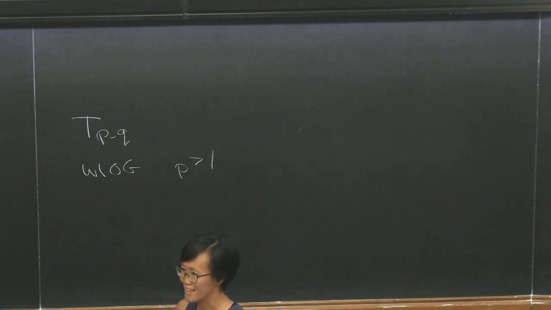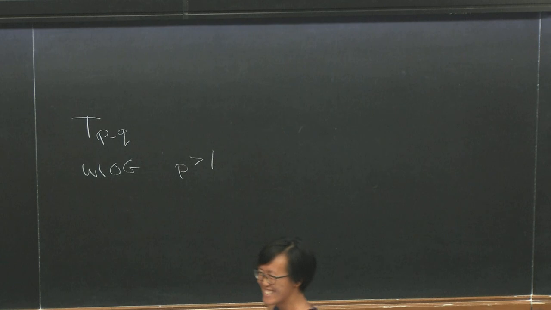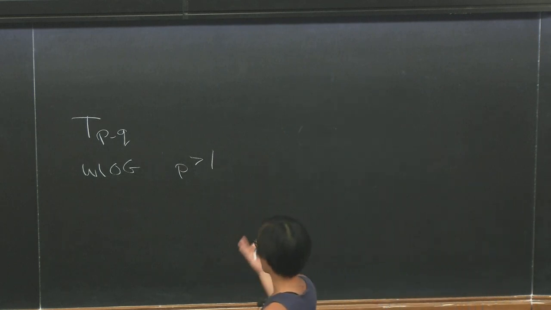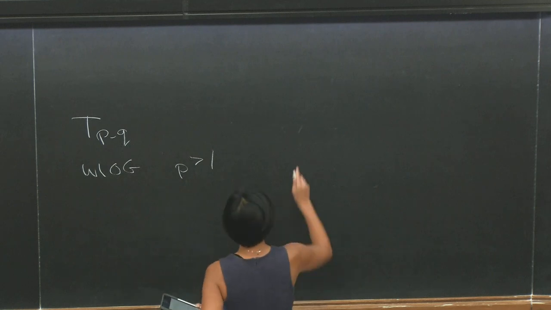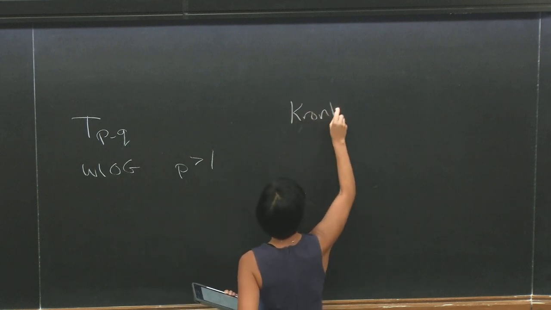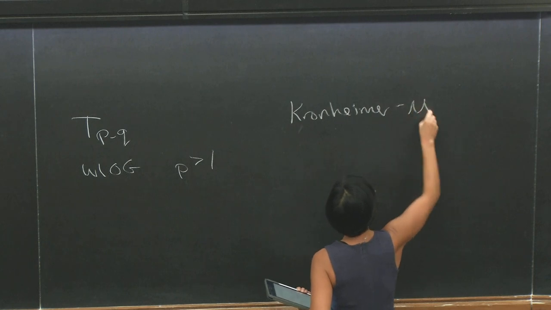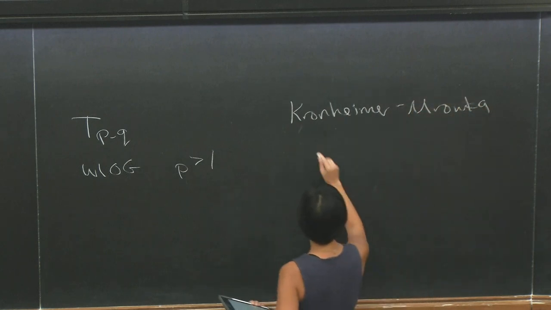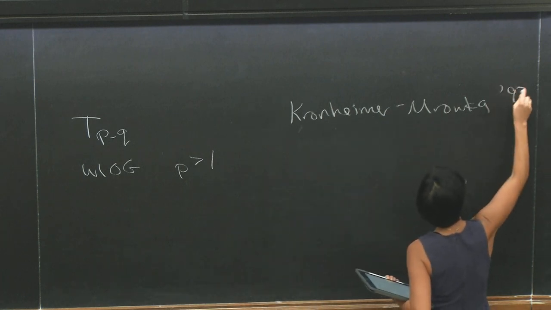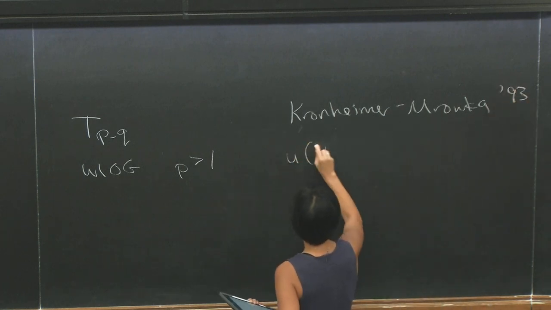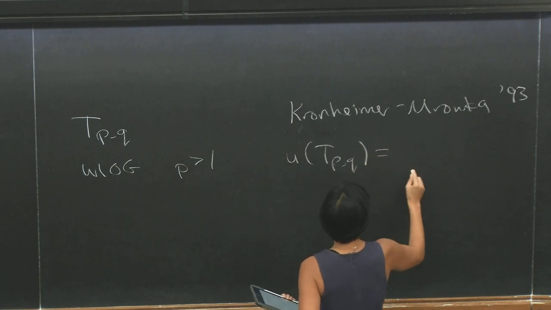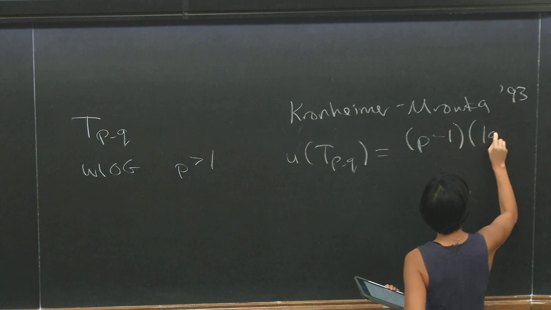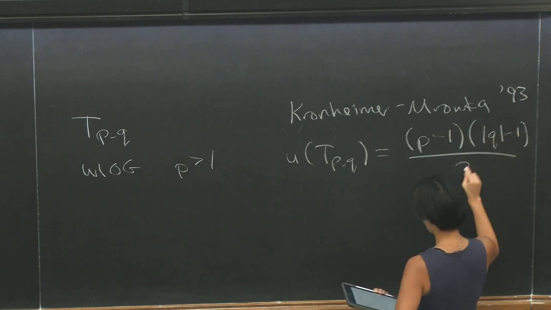All right, so what do we know about the unknotting number of torus knots? Tom, what do we know about the unknotting number of torus knots? Okay, well, Tom doesn't remember, but in 1993, he and Peter resolved the Milnor conjecture. So they proved that the unknotting number of T_{P,Q} is (P minus 1) times (Q minus 1) over 2.